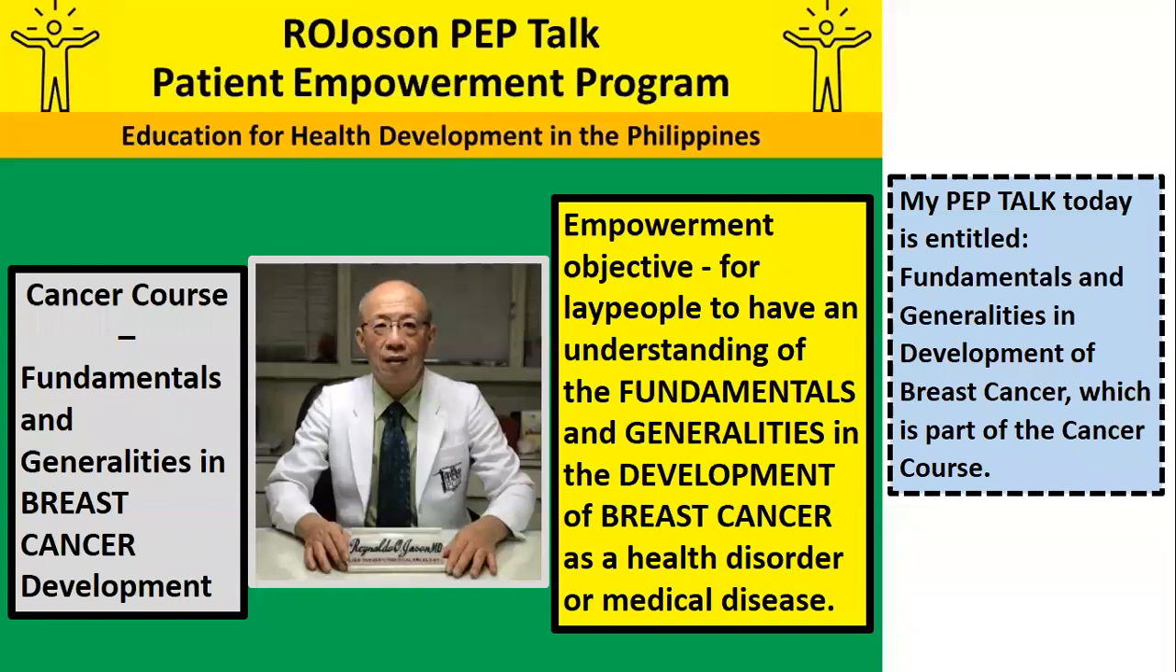My PEP Talk today is entitled Fundamentals and Generalities in the Development of Breast Cancer. This is part of the cancer course. The empowerment objective is for the lay people to have an understanding of the fundamentals and generalities in the development of breast cancer as a health disorder or medical disease.